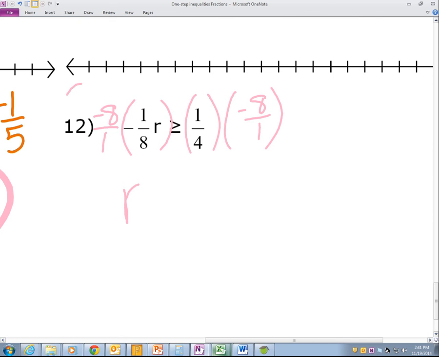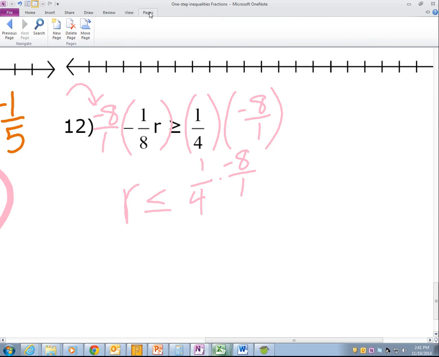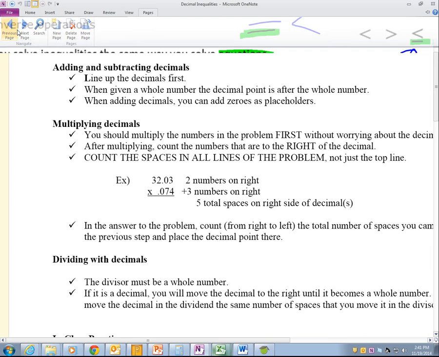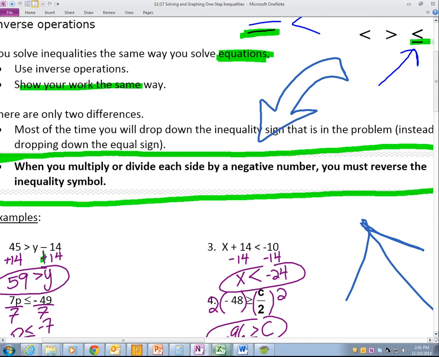Now, we have a negative that is being multiplied or divided, so we have to flip the sign. Okay, there was just a lot of confusion about that. I'm going to go back in time 2 days. When you multiply and divide by a negative number, you must reverse.